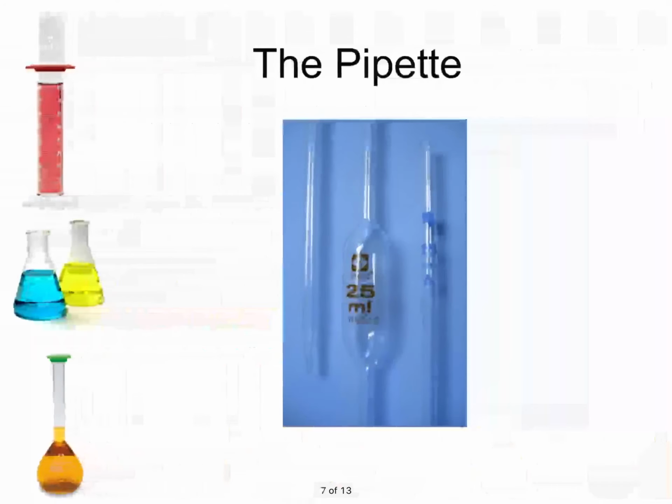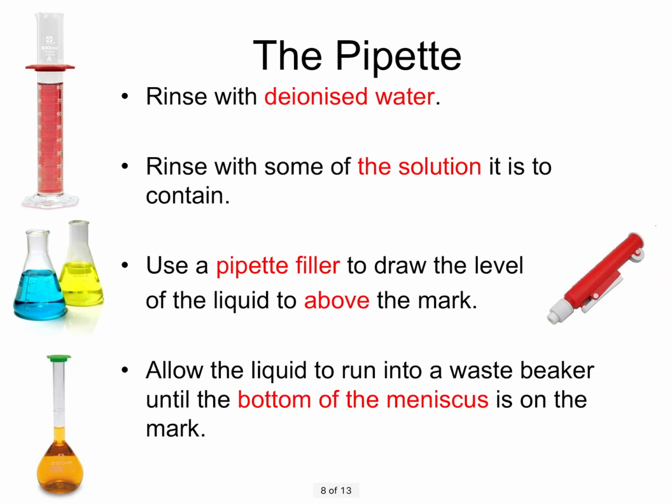Now, running through the apparatus, this is your pipette. So how do we prepare the pipette for the titration? Well, you rinse with deionized water to clean it, and then you rinse it with some of the base that it's going to contain, some of the solution that it's going to contain. That's to get rid of the water, okay?